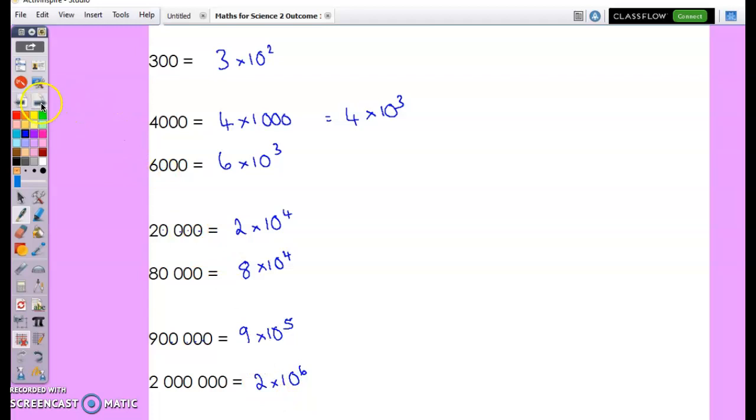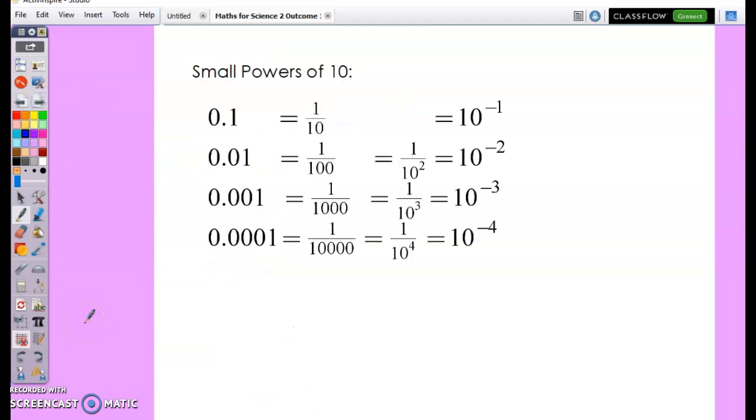Okay. Looking at small numbers then. If we're looking at small numbers, we're looking at numbers like 0.1, 0.01 and so on. 0.1 is 1/10, which can be written as 10 to the power of minus 1. Okay, we will look at that rule in more detail in outcome 2. This part we just need to accept that if we're dividing by 10, we make our power a negative. So 0.01 would be 10 to the negative 2, 0.001, 10 to the negative 3.